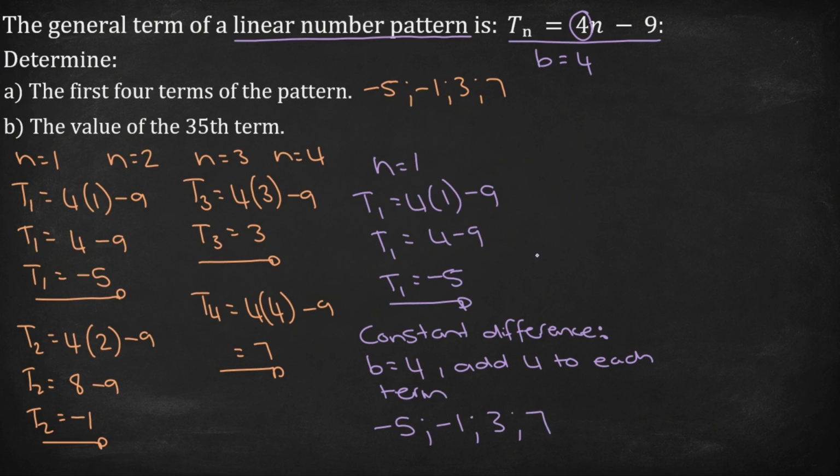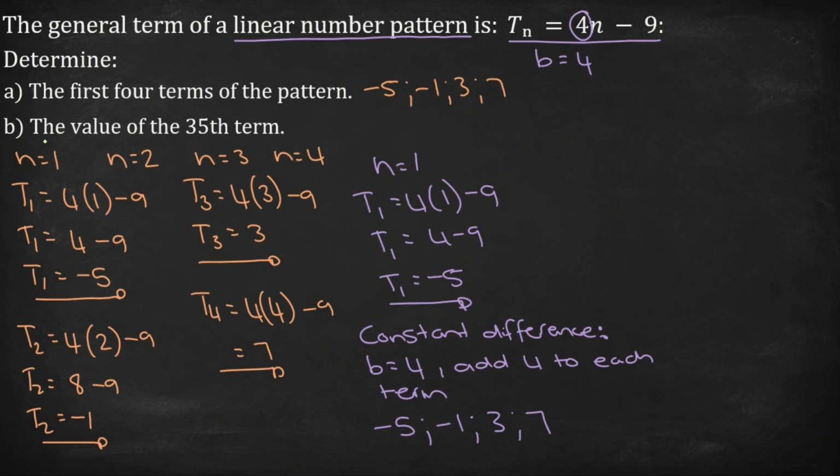Okay, so this took us 30 seconds instead of doing all these steps. But you can only use this method if you've realized that this is a linear number pattern, that 4 is the constant difference between all your terms. Then you can use this method if you want to.